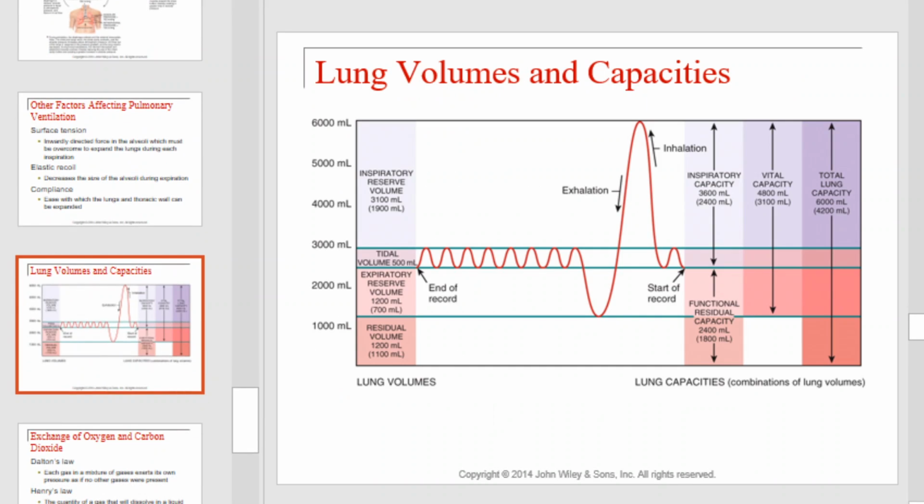This graphic illustrates our lung volumes and capacity. It's important to note each with their respective volumes before moving on. It is also important to note the differences in males and females and the different lung capacities.